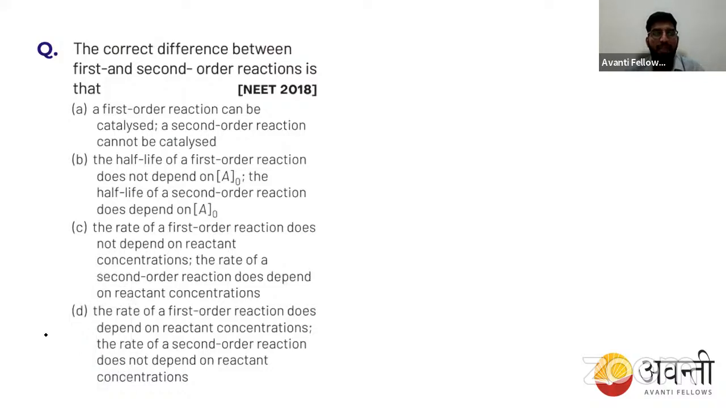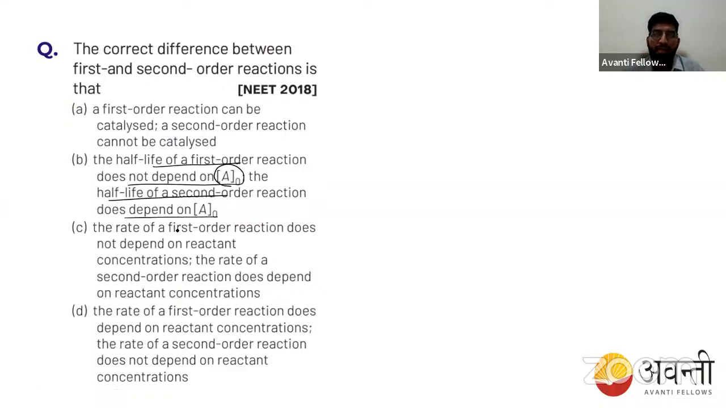So, a very important question. Question number 10 of this PYQ discussion. The correct difference between first and second order reaction is: option A, a first order reaction can be catalyzed and a second order reaction cannot be catalyzed. Option B, the half-life of a first order reaction does not depend on A naught, and the half-life of a second order reaction does depend on A naught.